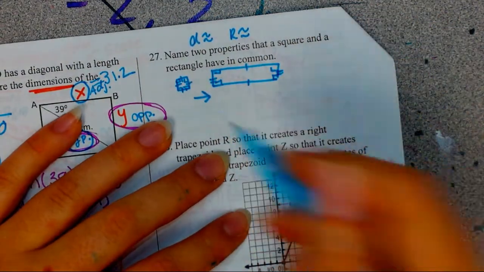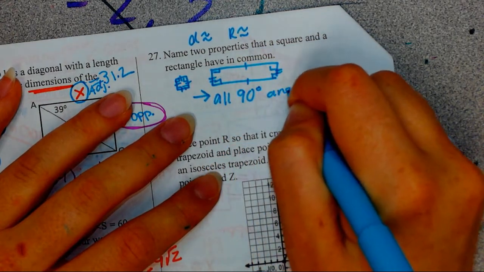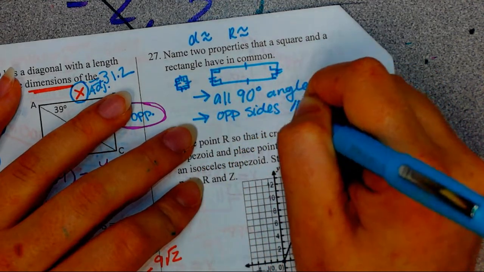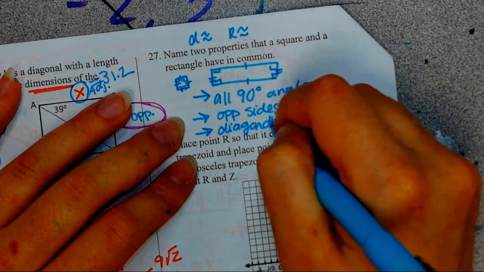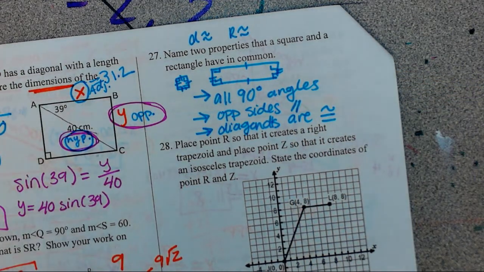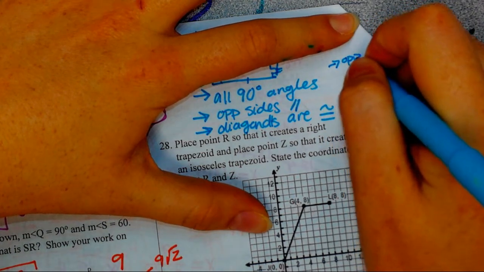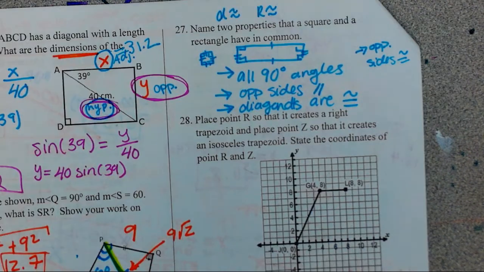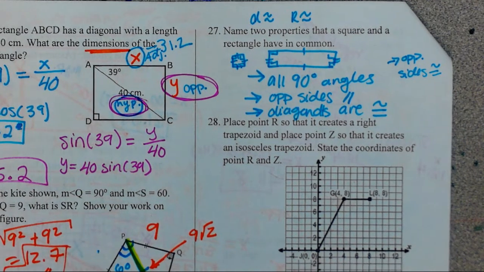So I'm just going to start listing some things squares and rectangles have in common, because there's a lot. All 90-degree angles is 1. They have opposite sides parallel. They have diagonals, and the diagonals are congruent. You could say that their opposite sides are congruent, technically. That's all I can think of at the moment. There's probably more, but this is at least 2. So we did what the question asked.